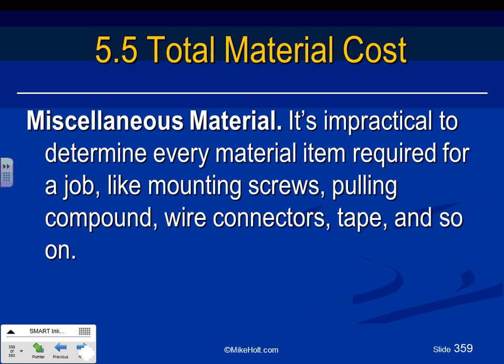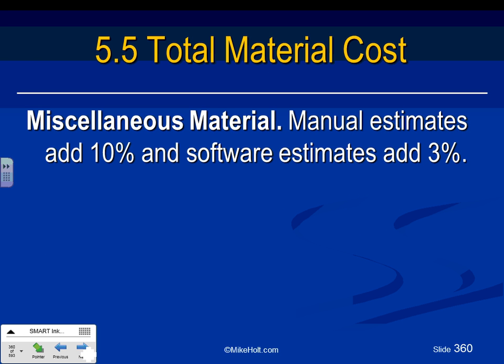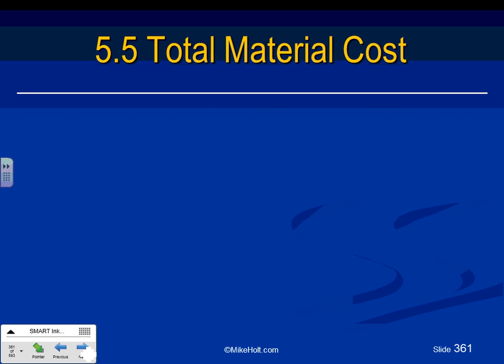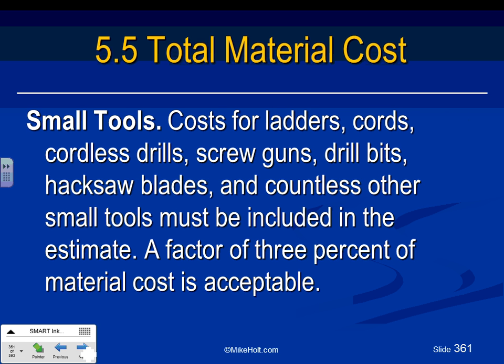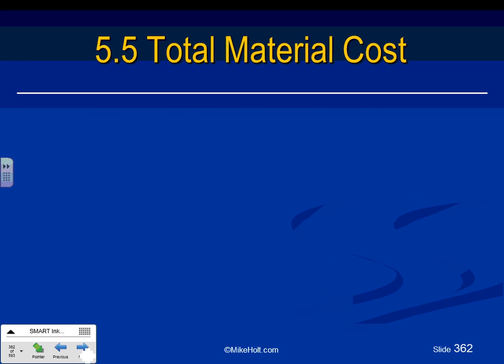Your quotes for these. Miscellaneous material. You might require mounting, like mounting screws, pulling compound, wire connectors. So you have to accommodate for this extra miscellaneous material. We have 10%. This is manual. If you're doing it manually, 10%. If you're using estimating software, it assigns 3% for this value. Small tools: you need some cost for ladders, cords, cordless drills, screw guns, and all this good stuff. Hacksaw blades, all these have to be accommodated, guys, by the small tools value.